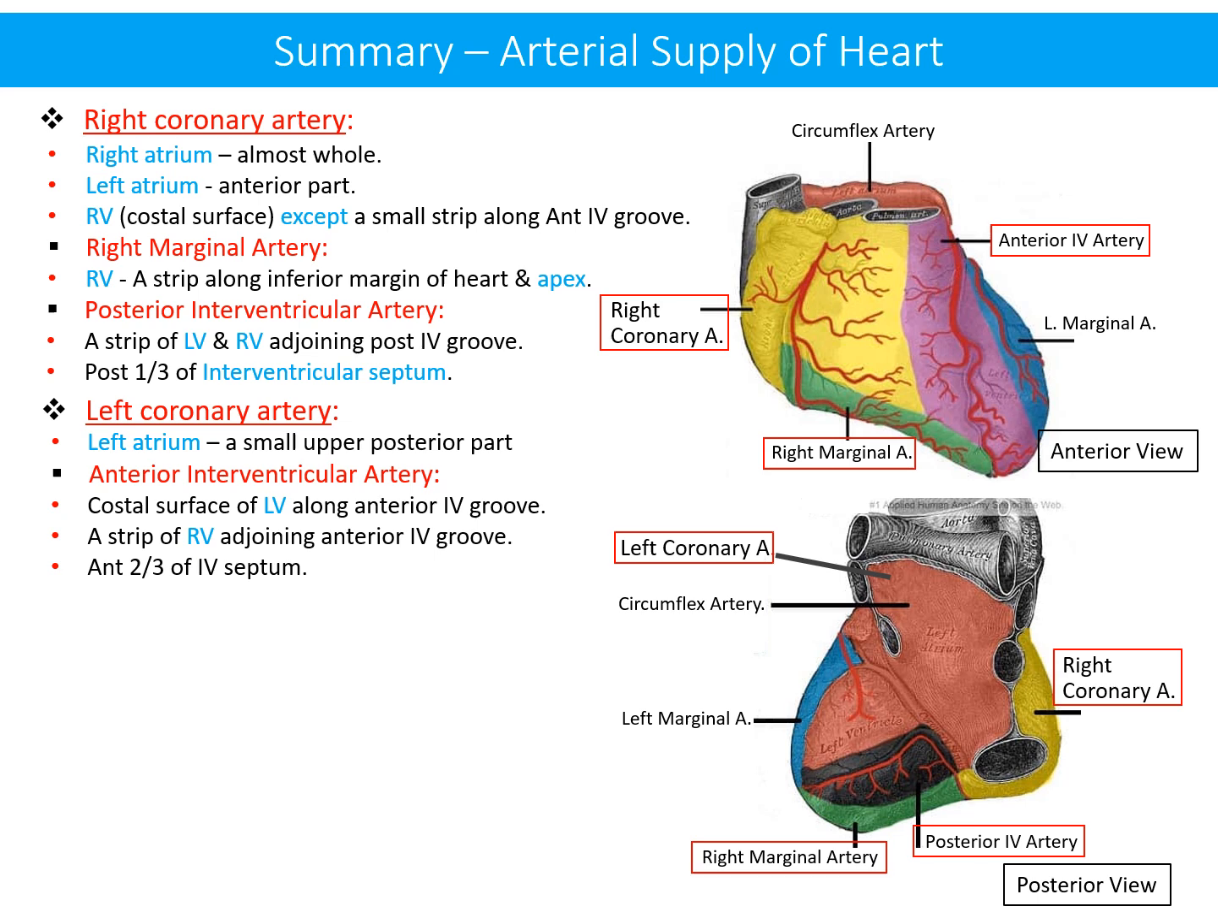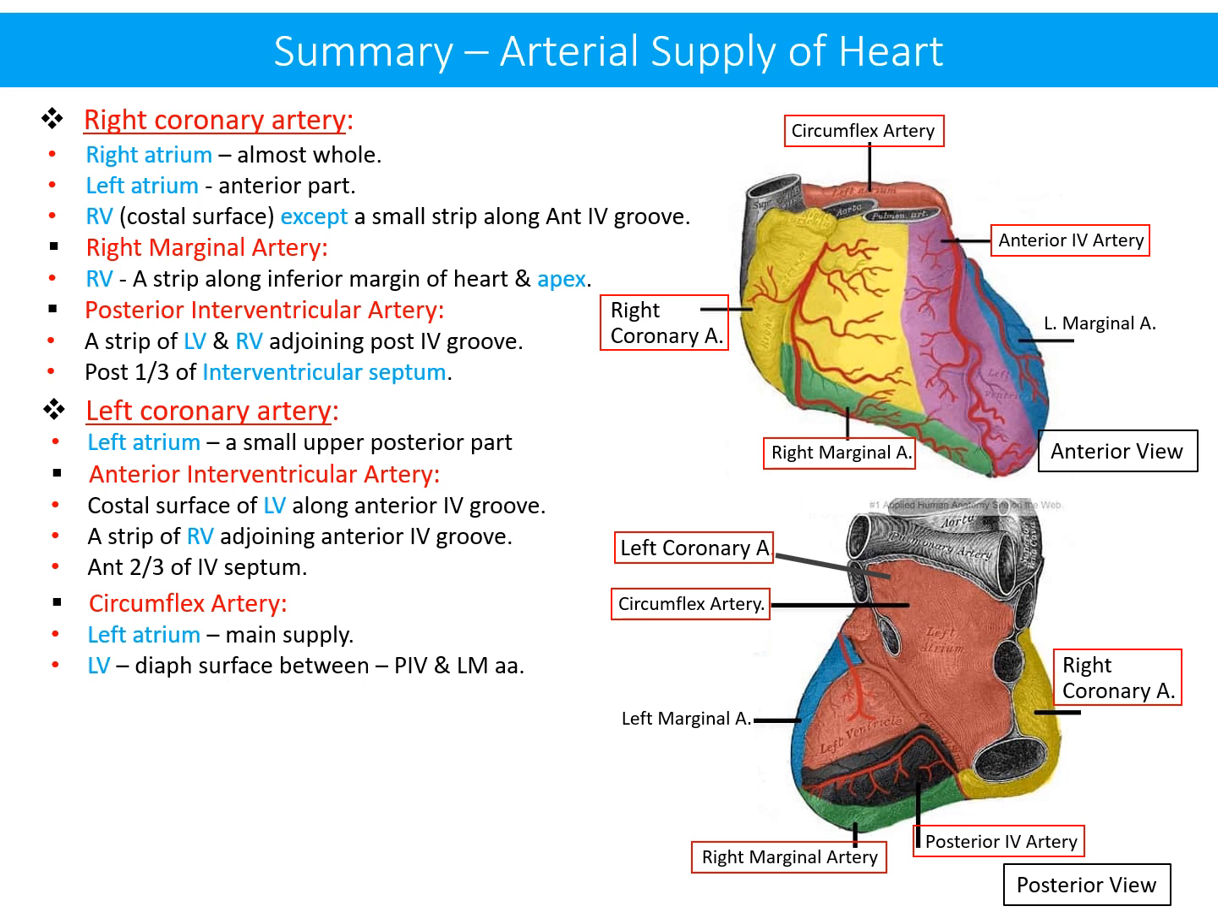Its anterior interventricular branch supplies the costal surface of the left ventricle along the anterior interventricular groove and a strip of the right ventricle adjoining the anterior interventricular groove. That is, it supplies a strip adjoining the anterior interventricular groove along with the anterior two-thirds of the septum.